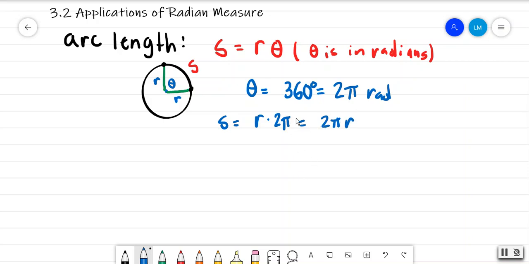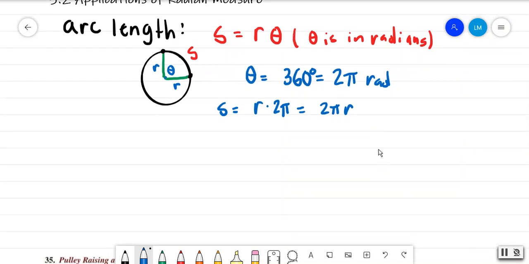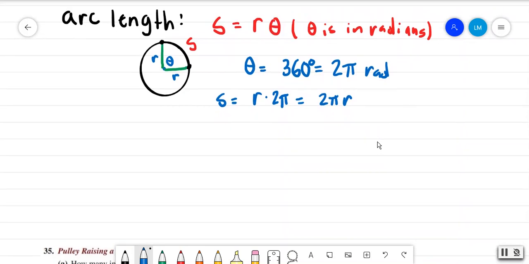Now think of it this way. 2 pi r is in actuality known as the circumference of a circle with radius r. So it works itself out in terms of how you can relate the arc length: in this case, it's the same thing as the circumference.